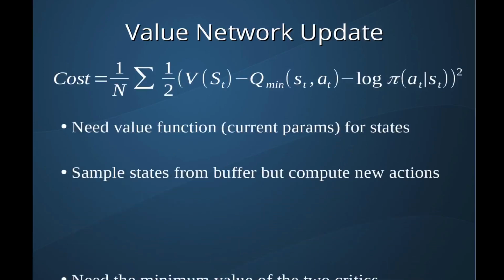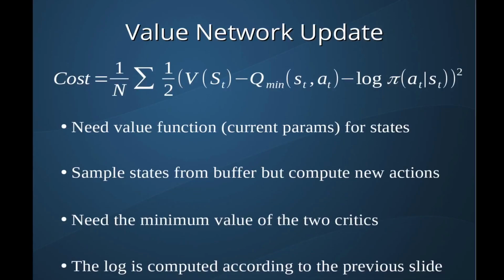Our value network update is a little bit more convoluted. So we're going to have 1/2 the mean squared error. That's what the 1 over n and the 1/2 of the difference squared tells you, of the difference between the value function using the current parameters of our value function for the state sampled from our buffer. Again, we're going to subtract off the minimum of the Q values where the actions are chosen according to the new values of our actor network, and we're going to again subtract off that log of pi, where again the actions are computed according to the current values of our actor network. And again, the log is computed according to a couple slides ago.